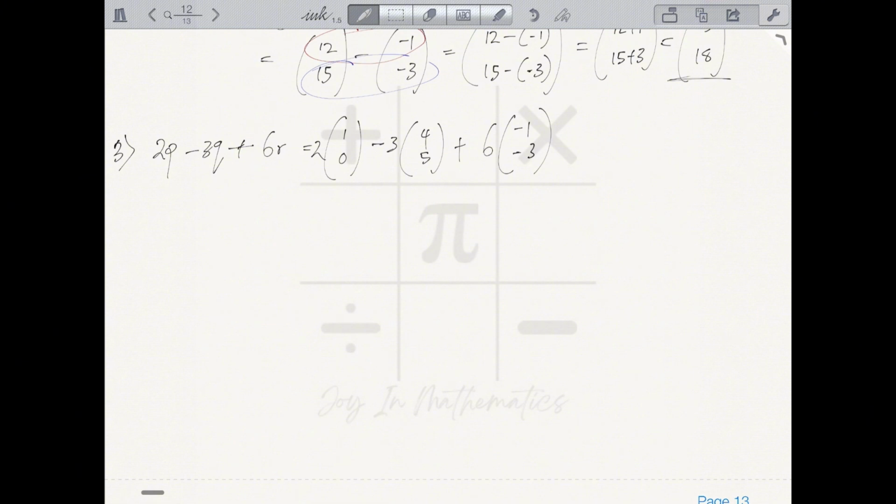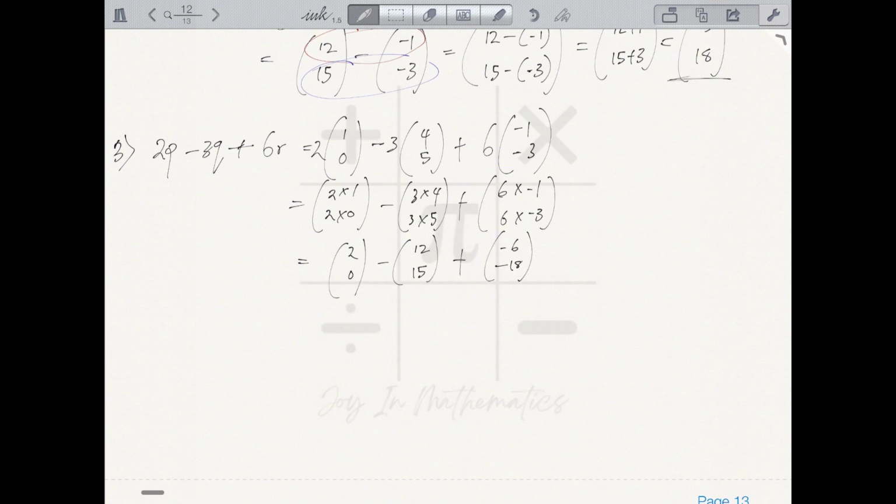Okay, let's continue. This will simplify the scalar multiplication. This will be 2 multiplied by 1, 2 multiplied by 0, minus 3 multiplied by 4 and 3 multiplied by 5, plus 6 multiplied by minus 1 and 6 multiplied by minus 3. So this will result into 2, 0, and we'll have 12 and also 15 here. And finally, we have minus 6 and minus 18.